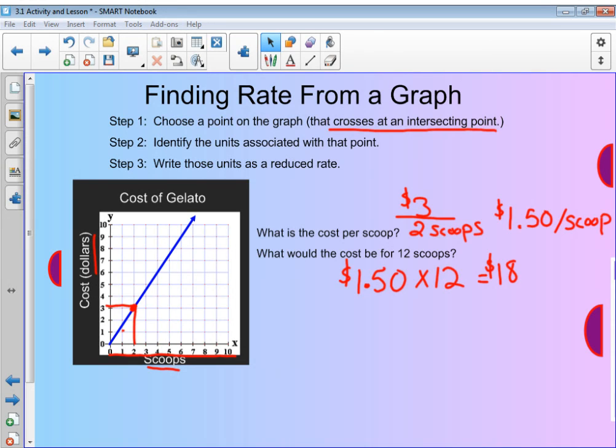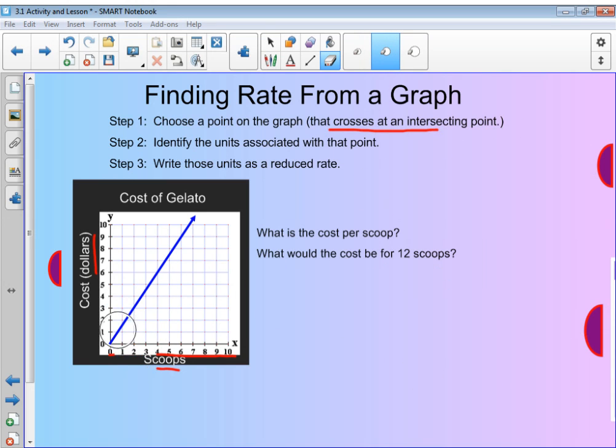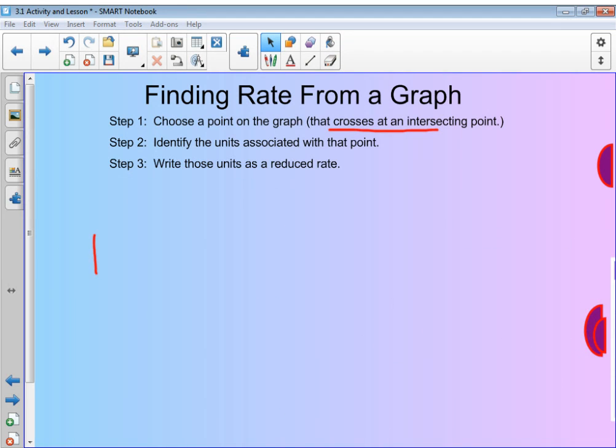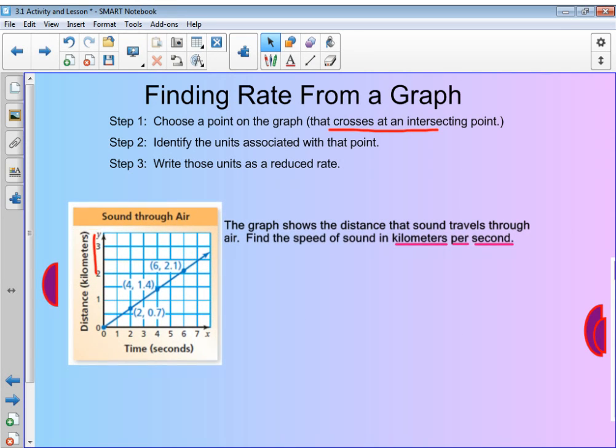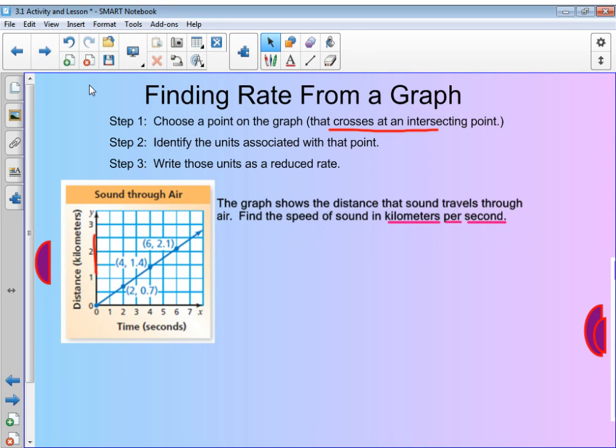Okay, so I'm going to go ahead and pull another one out and we'll work through this one. Okay, so here we have the graph shows the distance that sound travels through air. Find the speed of sound in kilometers per second. On this graph, I actually do have numbers identified, and I am working with some decimal numbers, which doesn't matter. So I'm just going to pick one of them that I see.